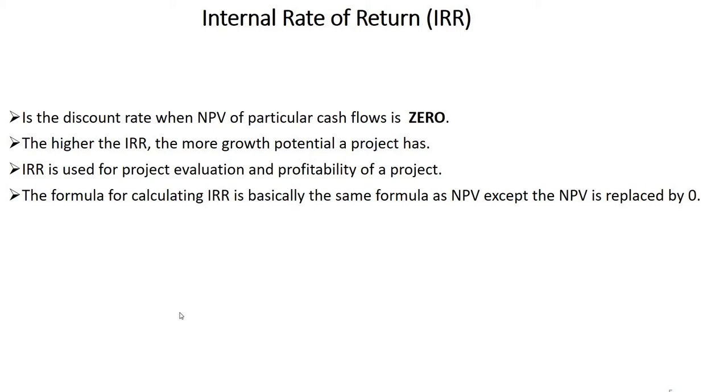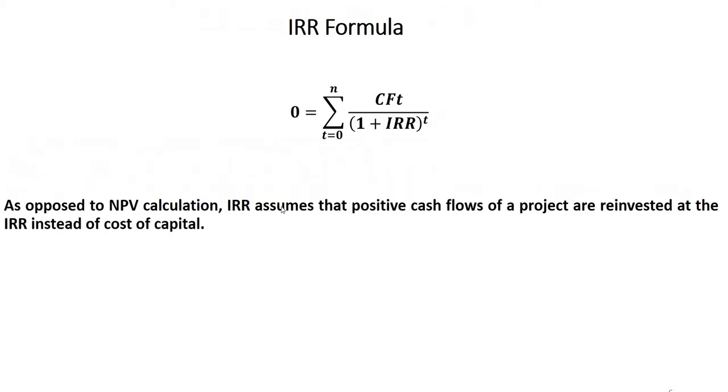We go to the next slide. So, as I said, the formula for IRR is the same as NPV, except that instead of NPV, we're going to put zero here now. And instead of the discount rate that I had before, I'm going to put IRR. So it's a summation of cash flow divided by 1 plus IRR to the power of t or n.